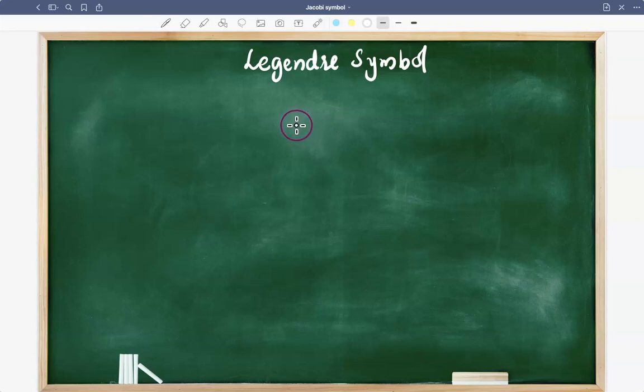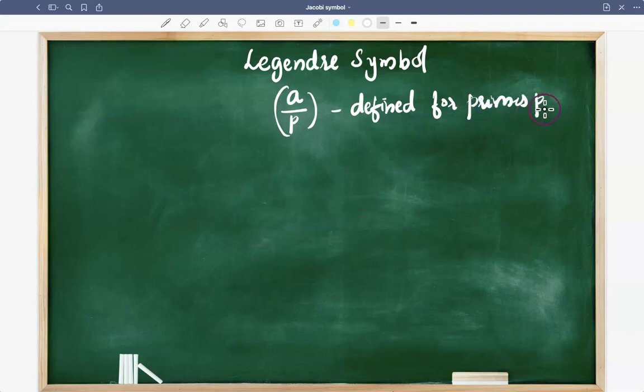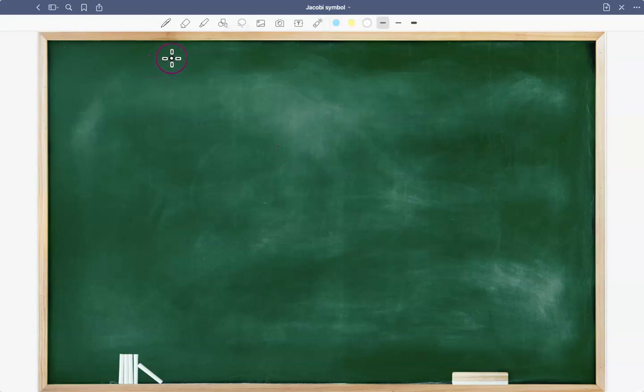We know that the Legendre symbol a by p is defined only for primes which are greater than 2. That is, the Legendre symbol is defined for only the odd primes p. Now, we are going to define the Jacobi symbol, which is in fact a generalization of the Legendre symbol.